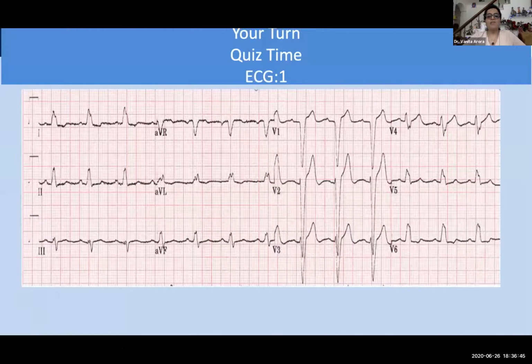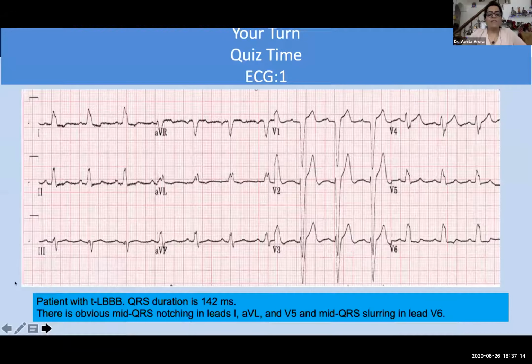Can I have the questions up here, please? Okay, so would you recommend CRT for this patient? I have just given 10 seconds time because either you know it or you don't know it. So 10 seconds should be good. Okay, perfect. So everybody agrees that this patient needs a CRT. I'm so happy.